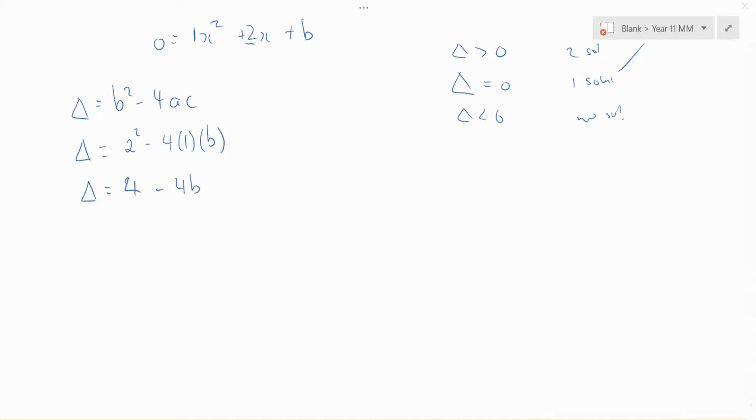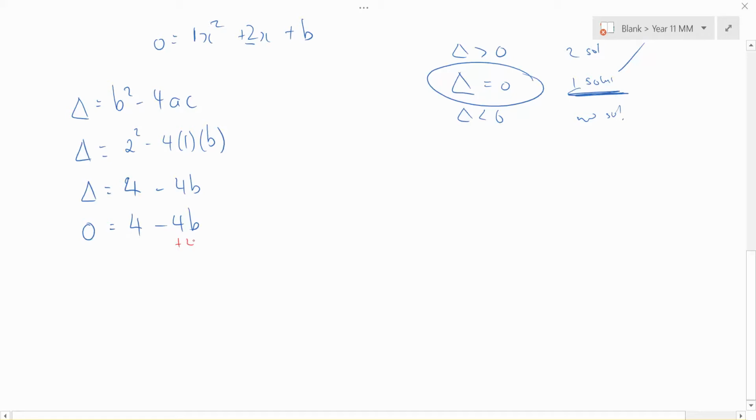But remember, what do we want? We want the discriminant to equal 0 to make sure we only get one answer. So that means if this was 0, what should b be? So you've got 4 minus 4b, and you can see we add 4b on both sides. Negative 4 of these b's plus 4 of these b's will cancel out, and you get 4b equals 4.